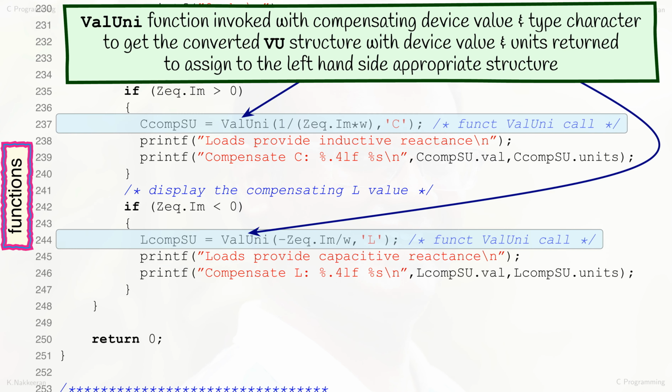Lines 237 and 244 are assignment statements that assign the appropriate structure with the VU structure returned by the value unit function, which is invoked with the compensating inductance value and character L in line 237, and the compensating capacitance value and character C in line 244. Left-hand side structure quantities will have the converted device values and the corresponding higher or lower order units. These quantities can then be appropriately used in the printf statement for the display on the monitor.